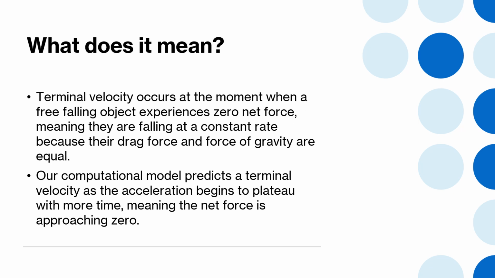Moving on to the question portion of the lab, asking what it means when terminal velocity is talked about. Terminal velocity occurs at the moment when a free-falling object experiences zero net force, meaning that the object is falling at a constant rate because its drag force and force of gravity are equal. So once those two forces are equal and opposite in direction, the object moves at a constant velocity. Our computational model that predicts a terminal velocity, as the acceleration begins to plateau with more time, meaning the net force is approaching zero, is our computational model with drag, because the drag will continually increase as the velocity increases, which will change our net force.